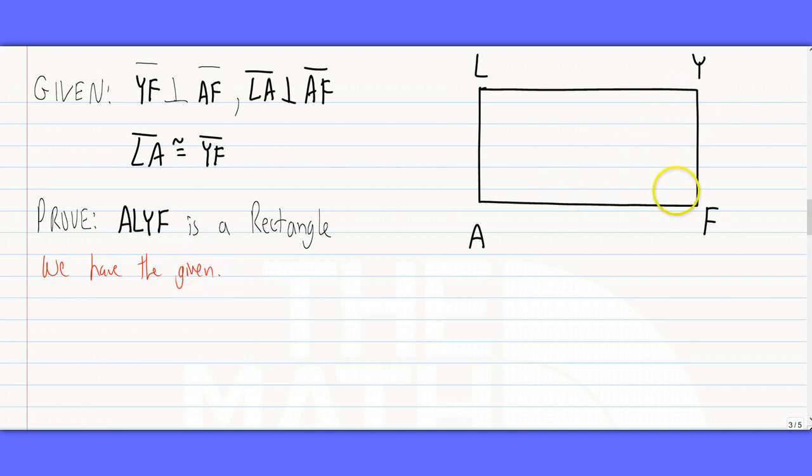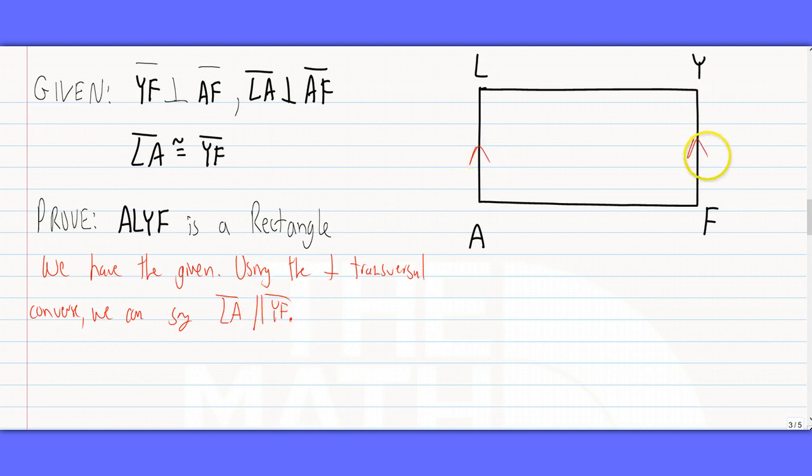YF is perpendicular to AF. LA is also perpendicular to AF. So we have, in a plane, two segments that are both perpendicular to the same segment, which means that those two segments must be parallel to each other. Specifically then, using perpendicular transversal converse, we can say segment LA is parallel to segment YF.